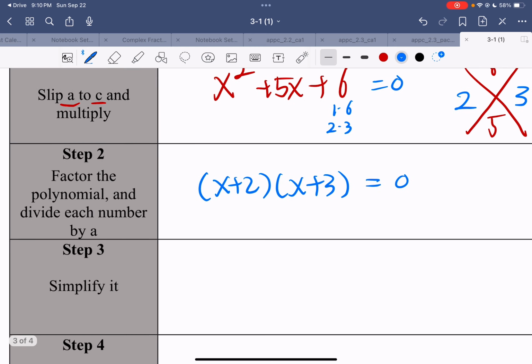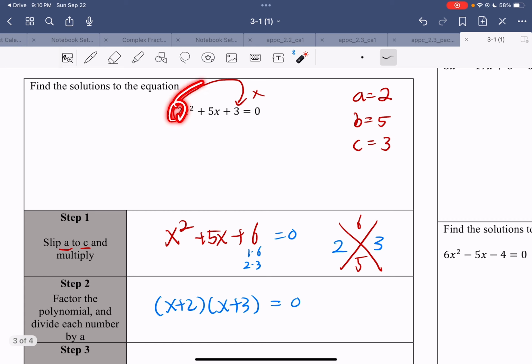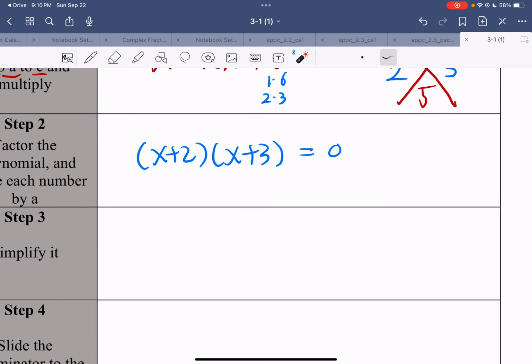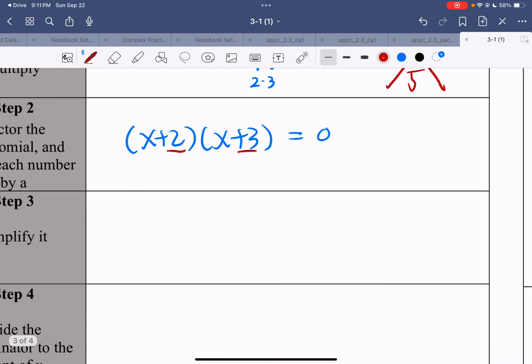But step number 2 says you have to factor this, and then you have to divide each number by a. So what I mean is, step number 1, we moved the first number to the last number and then multiplied, which means we have to do the exact opposite, which means we have to divide each number by what we slipped at the beginning, which is 2. So I'm going to divide each number by 2.